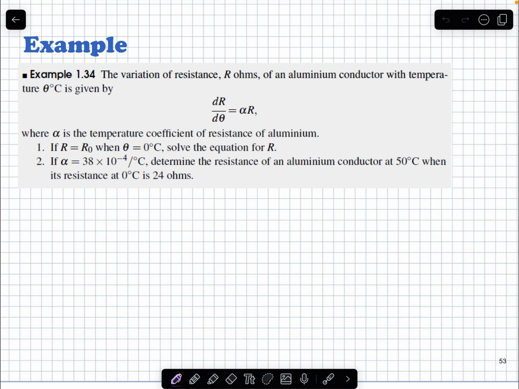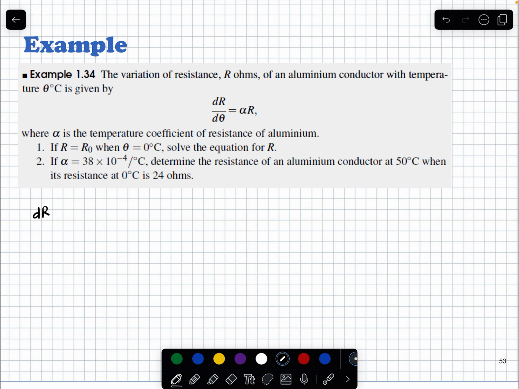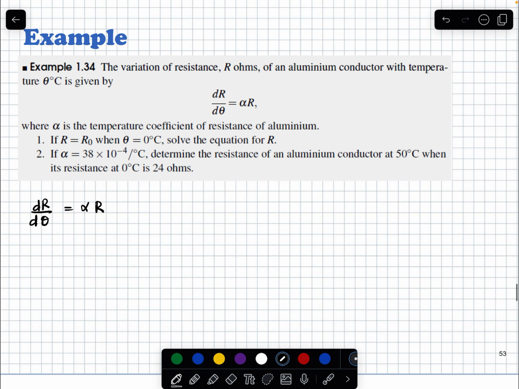Example 1.34. The variation of resistance R ohms of an aluminium conductor with temperature theta degree of Celsius is given by this differential equation. So we always start with the differential equation. So we want to solve this. And what is alpha? Alpha is the temperature coefficient of resistance of aluminium. Okay, let's start by solving this differential equation.